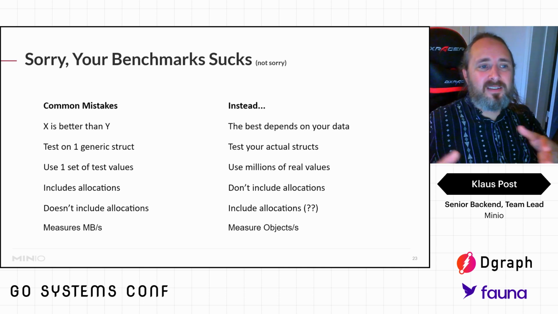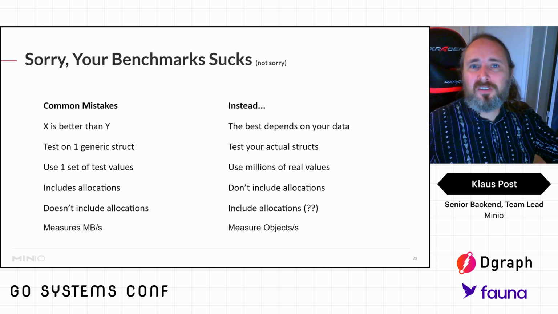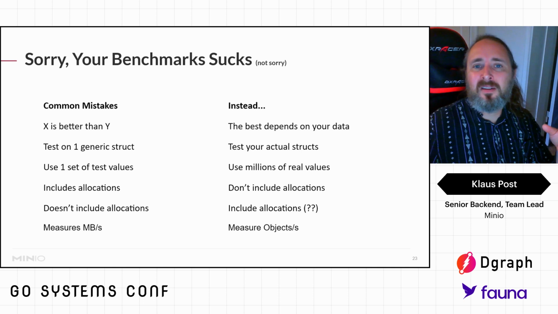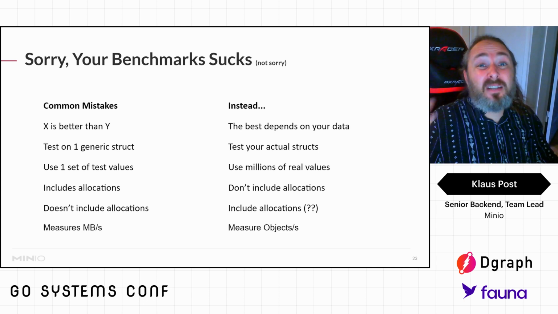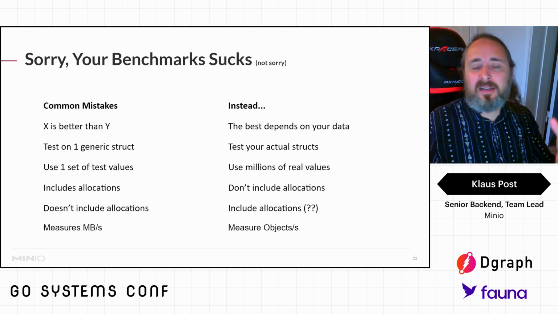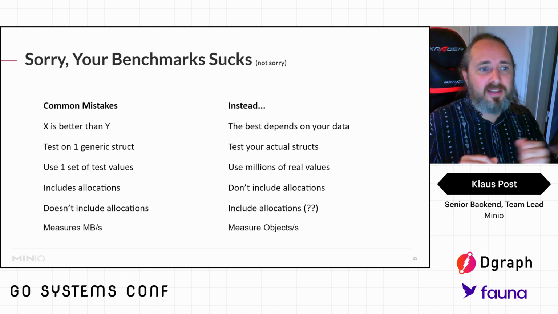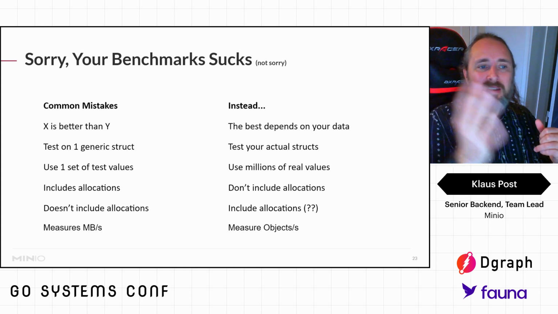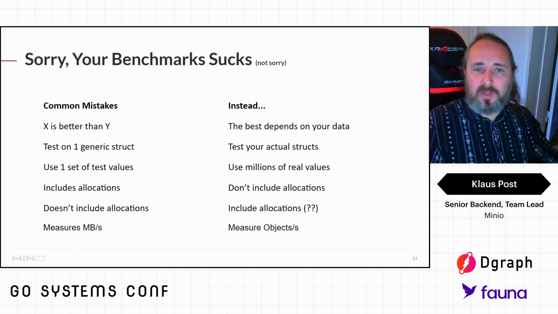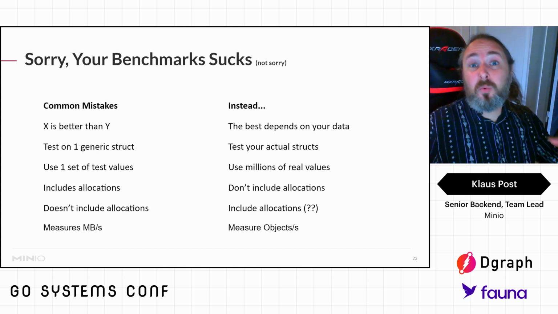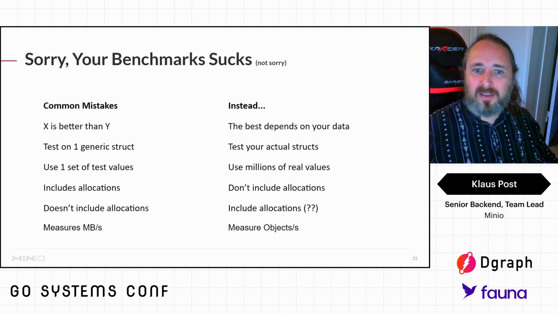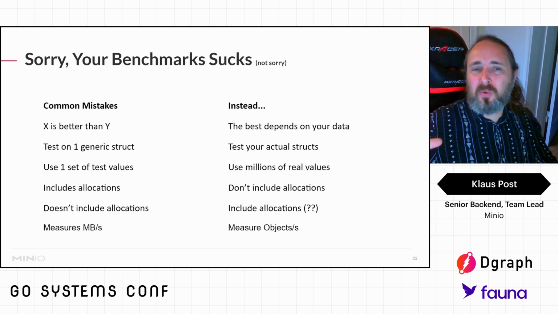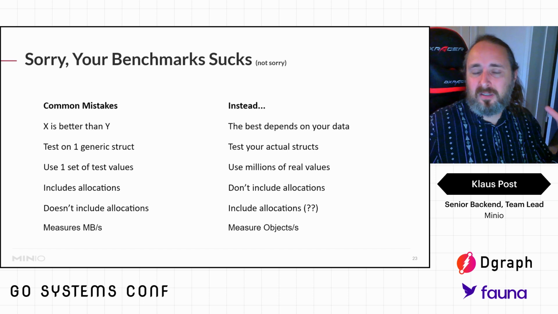A lot of them test on one generic struct that they then throw at 20 different serializers to determine a winner. But it depends on your actual data and it depends on your actual structure of your data. Similarly, they use this one struct with one set of values. So what you end up with is the CPU being able to basically predict everything going on, and you don't get a real world picture of how your serializer and deserializer is performing.